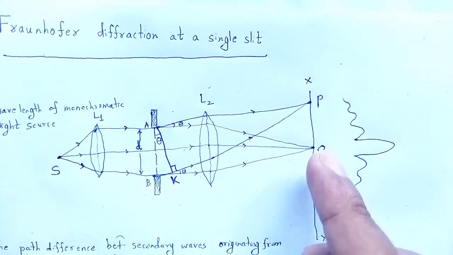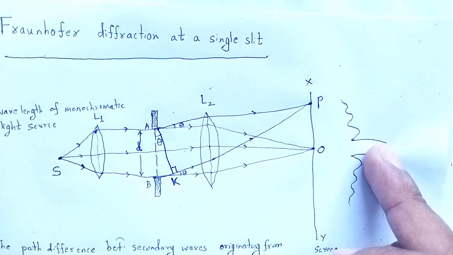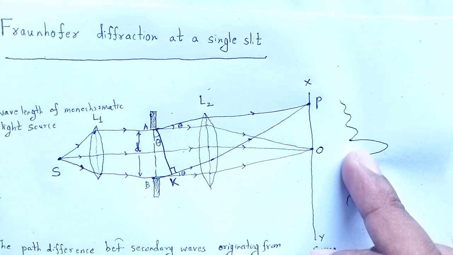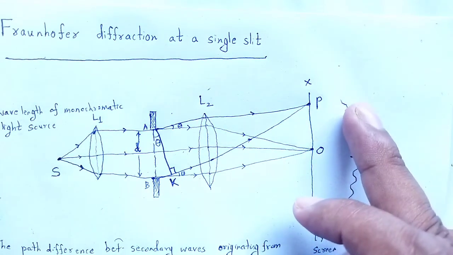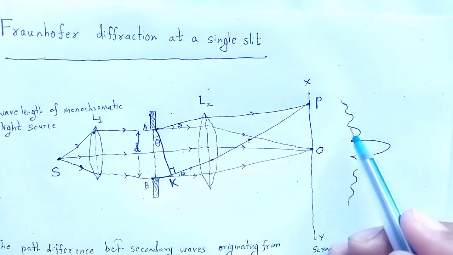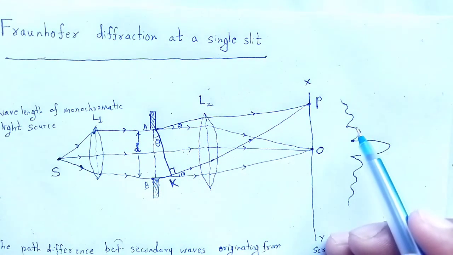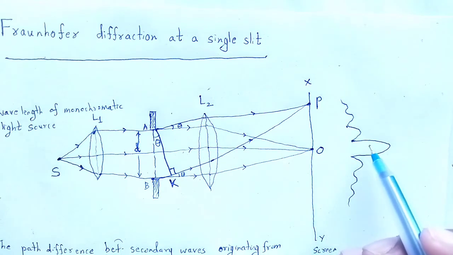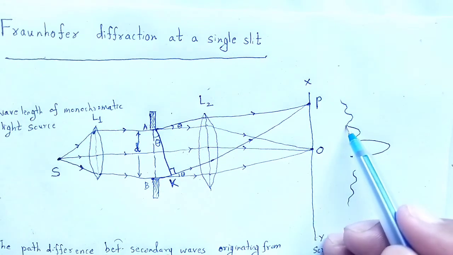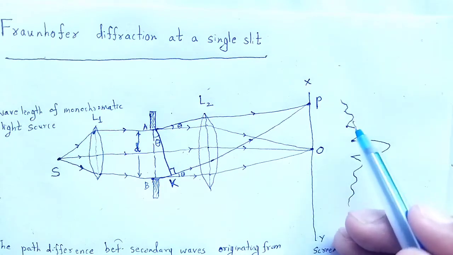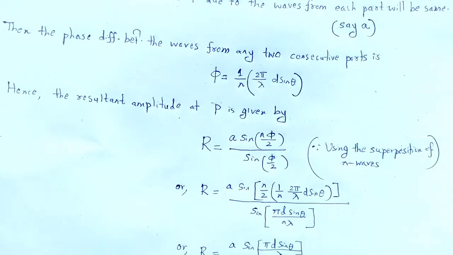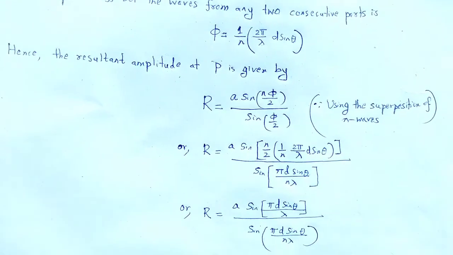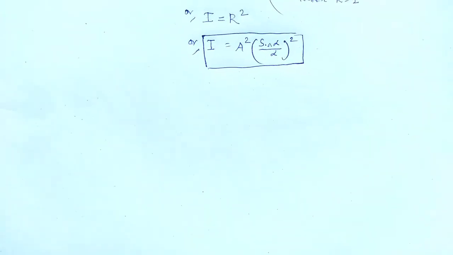Look at that figure. Here we get the central maximum, right? Here the intensity is maximum. After that, intensity gradually decreases. At these points, intensity will be minimum. Here intensity maximum, at these points intensity minimum. Using that concept, the position of maximas and minimas can be calculated.